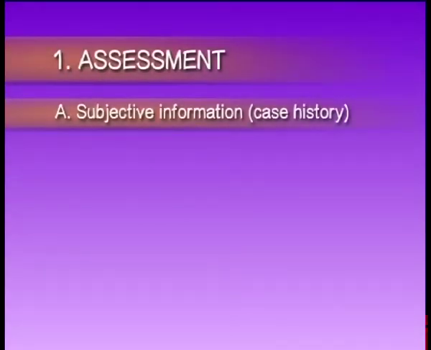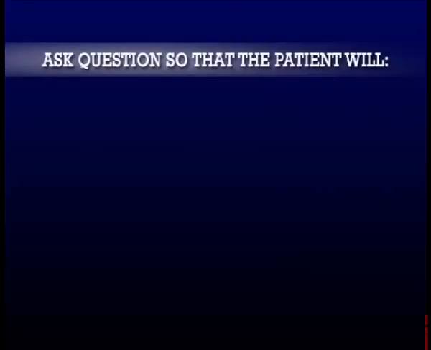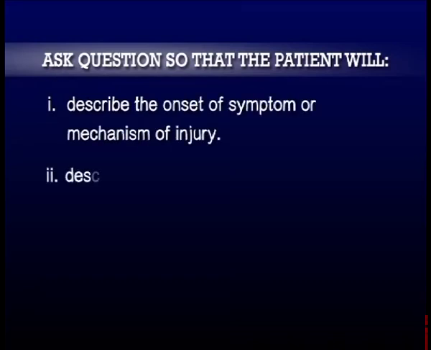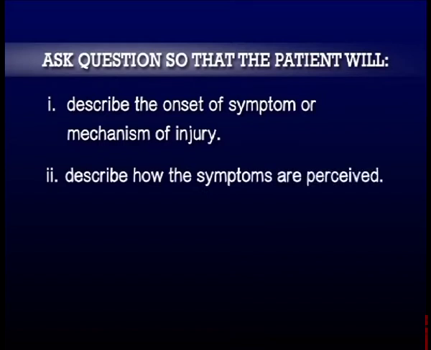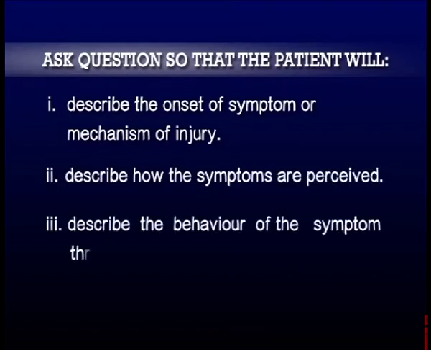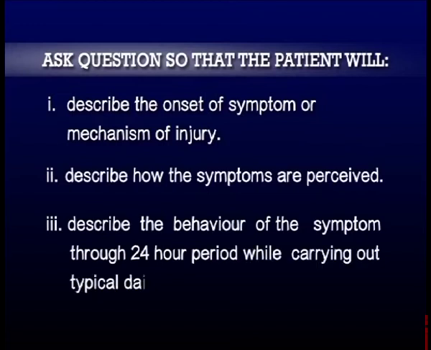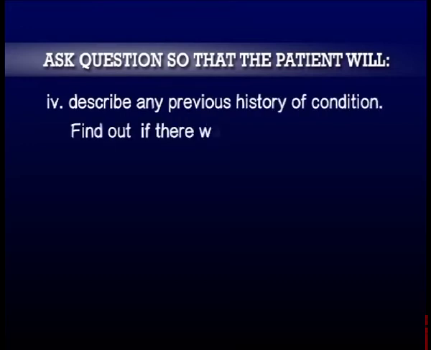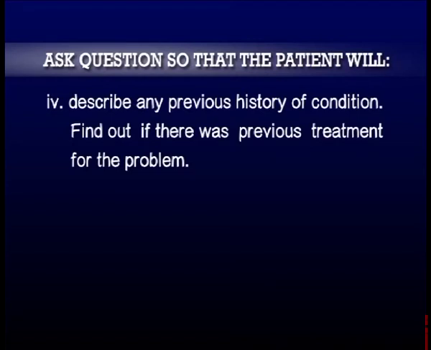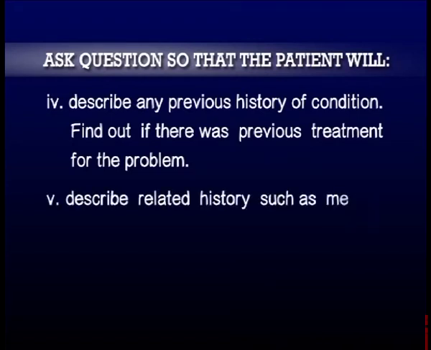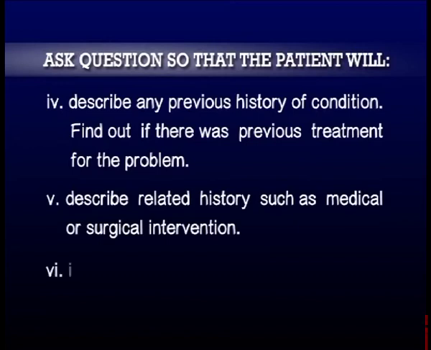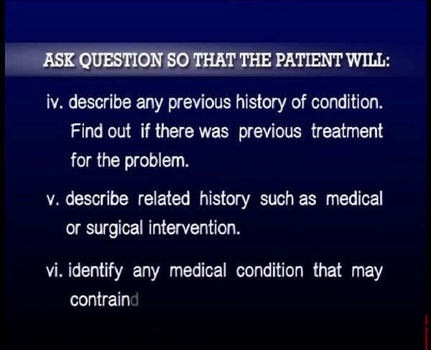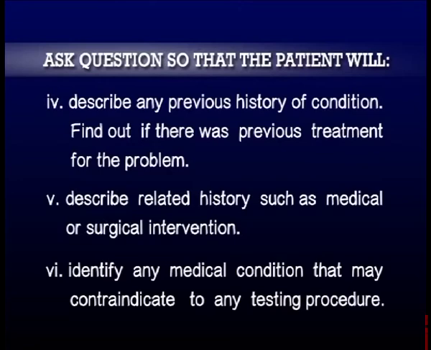Here comes the subjective information, that is, case history. Ask questions so that the patient will describe the onset of symptoms or mechanism of injury, how the symptoms are perceived, and the behavior of the symptoms through a 24-hour period while carrying out typical daily activities. Also ask about any previous history of the condition, whether there was previous treatment for the problem, and related history such as medical or surgical intervention, and identify any medical condition that may contraindicate any testing procedure.